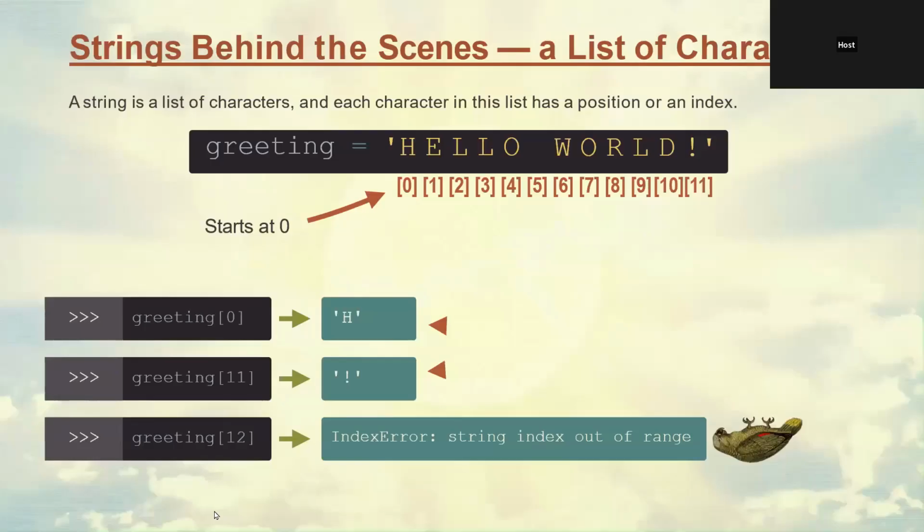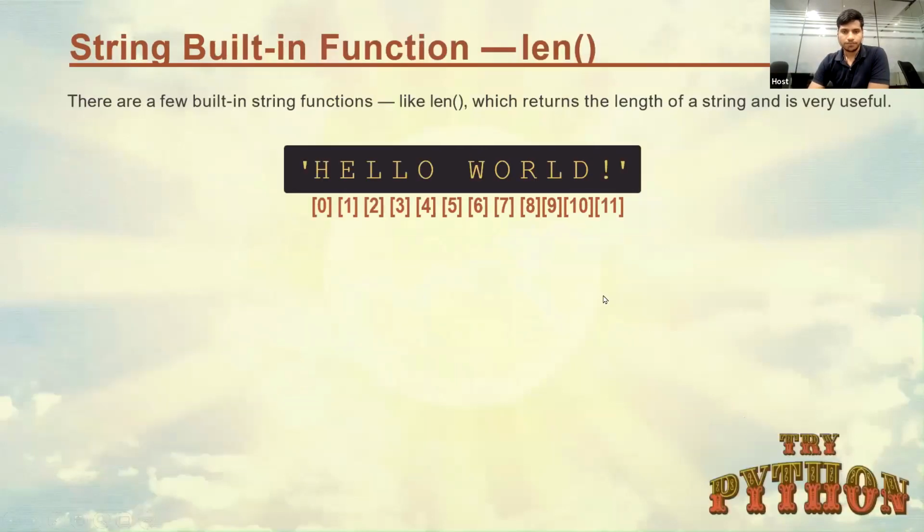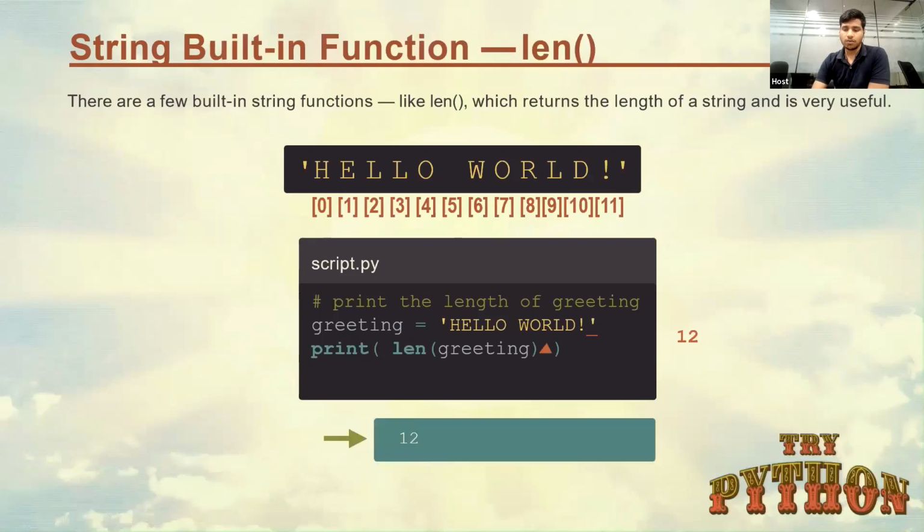Okay. So this is the concept of index in string. All right. Now, let's say you want to know how many characters are there in the string. So you can just write length. After length, you can write the variable name. It will give you how many characters are there in the string. In this case, we have 12 characters. Okay, I hope this is clear.